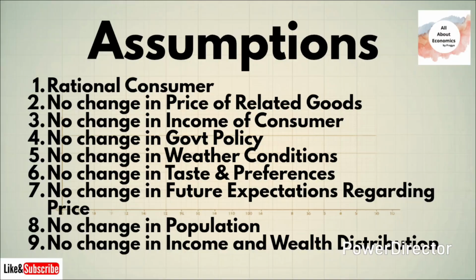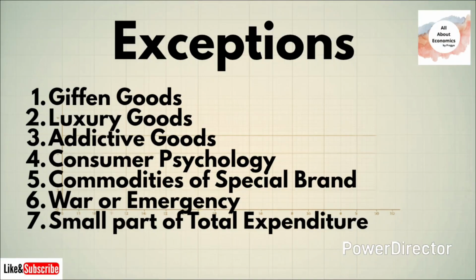Second one, what we are taking is that the other determinants of demand are constant. So that is what is listed here: price of related goods, income, government policy, weather conditions, taste and preferences, future expectations, population, and income and wealth distribution all are constant, that there is no change in any of the other determinants other than the price of own good. Now let's take the exceptions of the law of demand, the last topic for our video.